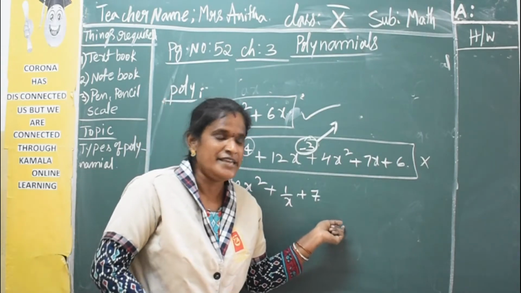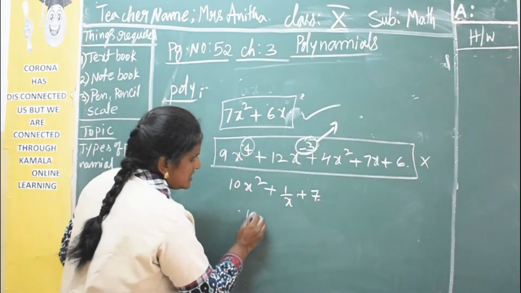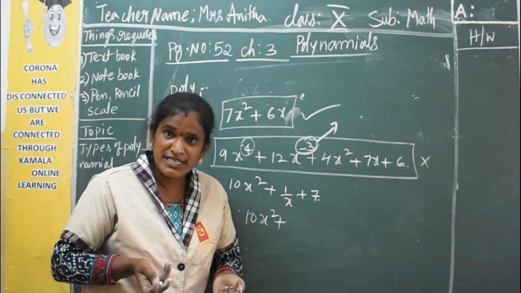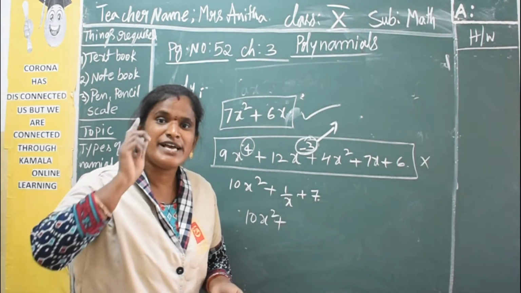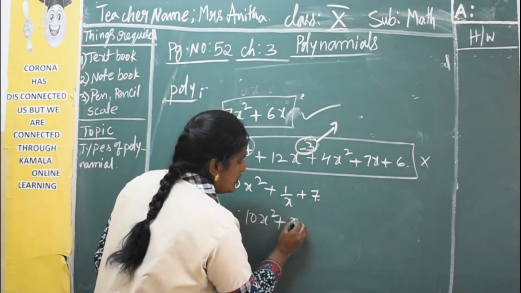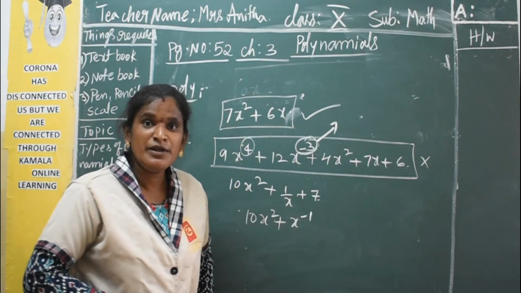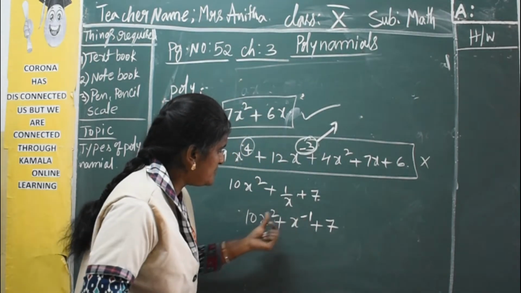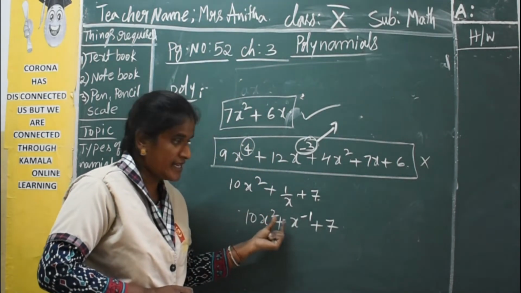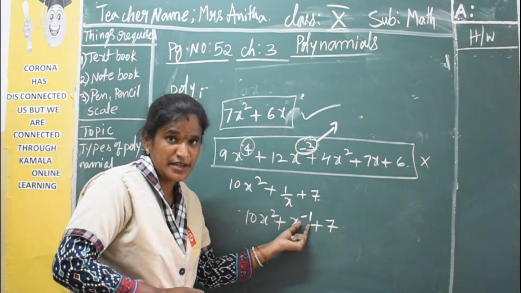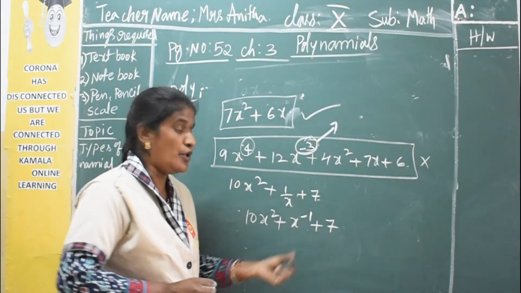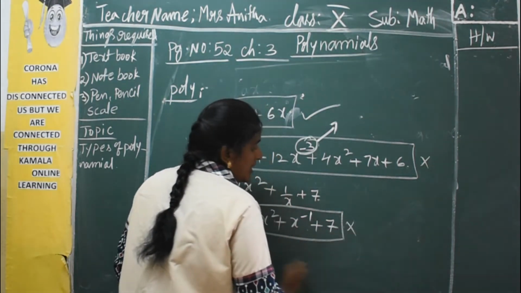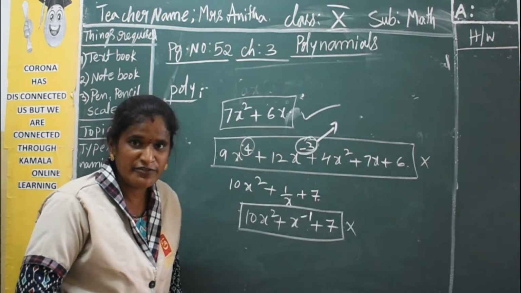Anyone knows, children? Yes. So everyone knows 10x square plus 1 by x can be written as 10x square plus x power minus 1 plus 7. So here observe the powers: here 2 is there, but here minus 1 is there. Definitely it is not a polynomial. Okay, got my point, children, everyone?